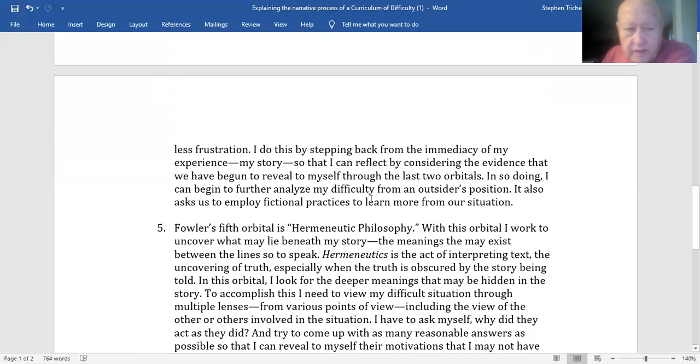And so I can begin to further analyze my difficulty from an outsider's position. So that's the objective position. It also asks us to employ fictional practices. So what is that? Well, we'll get into that in a moment with orbital 5. But Fowler clearly sees looking at fictional practices.